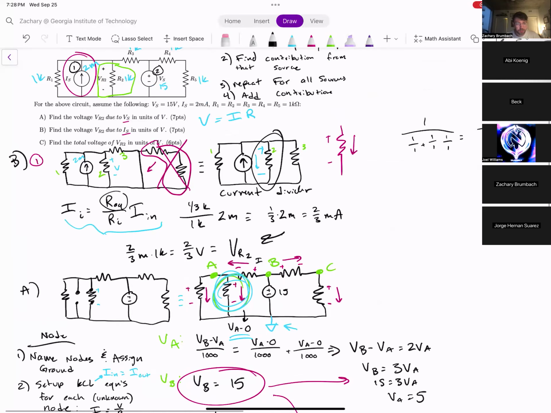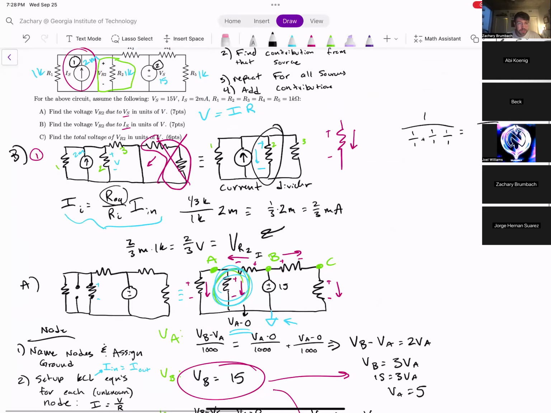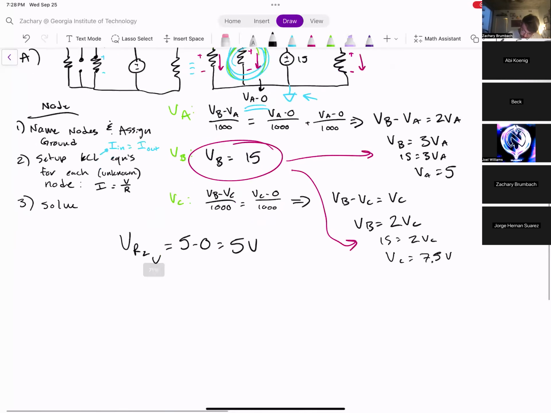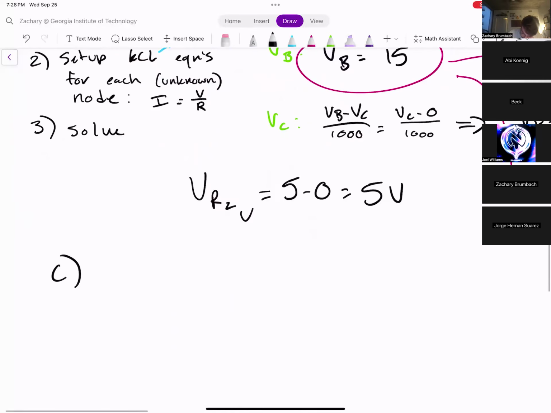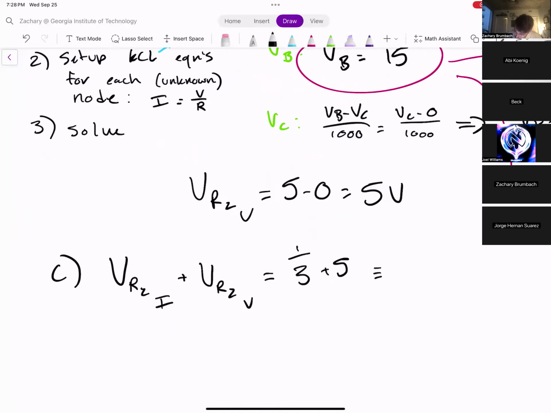So up here, we have part C, find the total voltage. So for part C, we have the voltage across the resistor 2 from the current source, and we have the voltage contribution across R2 from the voltage source, which is 1/3 plus 5, which is equal to, not equivalent to, 16/3.